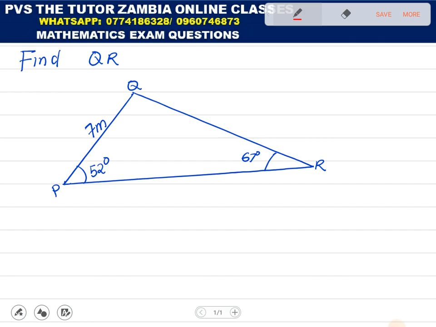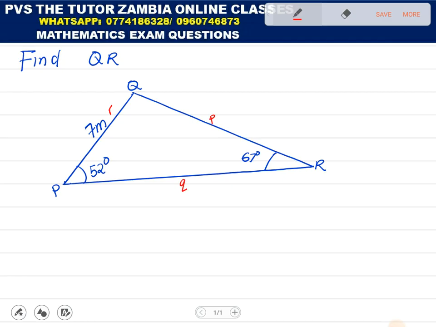So this side QR, which is opposite to angle P, that will be our side p. Then the side which is opposite to angle R, which is this side here, this will be our side r. And this side here, which is opposite to angle Q, it will be our q. So now because we are looking for side QR, which is just p in this case, we use the sine rule.